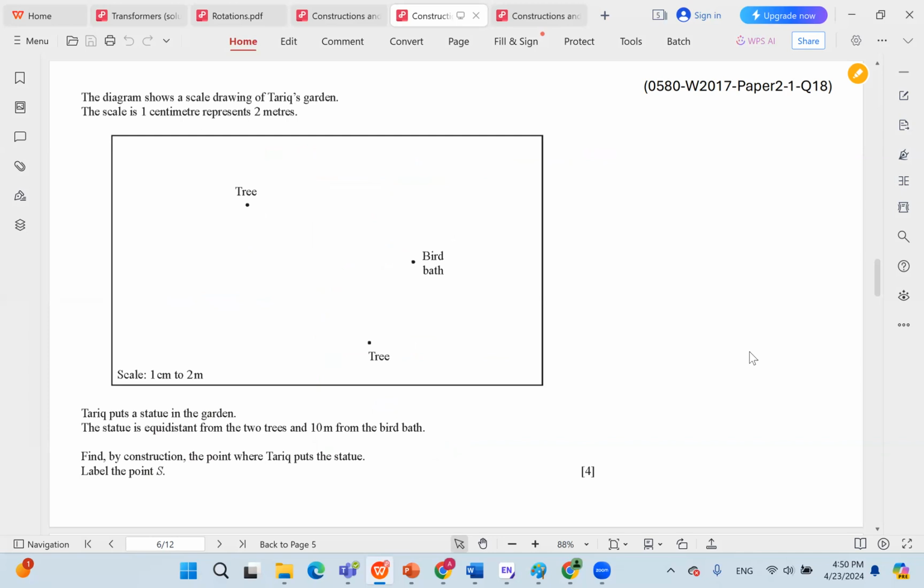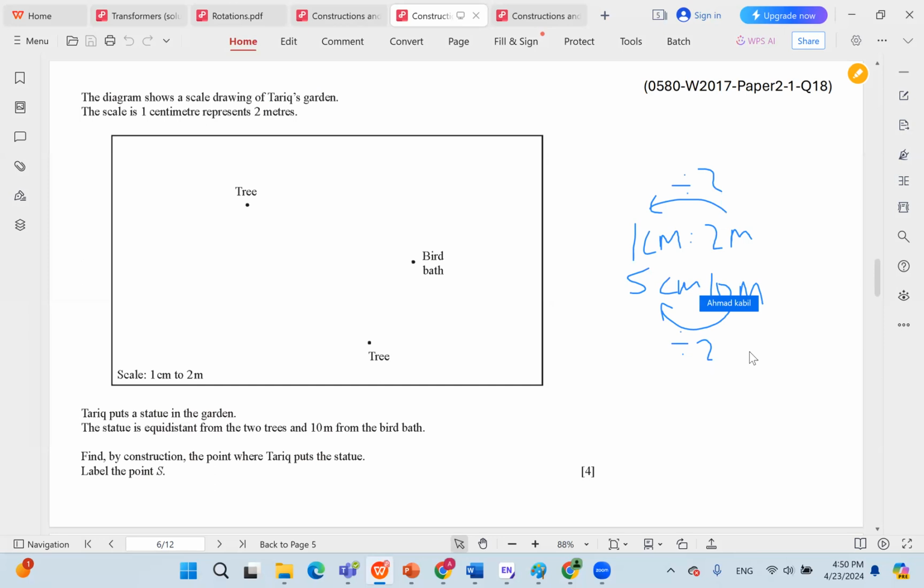So the scale is 1 centimeter to 2 meters. And we have a requirement that the statue is 10 meters from the bird path. So we have to convert it using the scale. So here we're dividing by 2. We're going to divide here by 2 as well. This becomes 5, and of course the unit is centimeters.